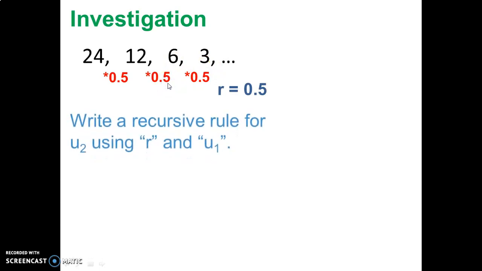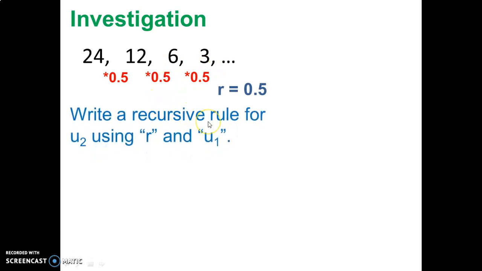Now what I'd like you to do is write a recursive rule. We're going back to recursive rules for a moment, not explicit. Write a rule for u2 which uses r and u1, so the recursive rule has r and u1 in it, and it's going to be u sub 2 equals something. Imagine, how do you get this number from this one? What would that rule look like?